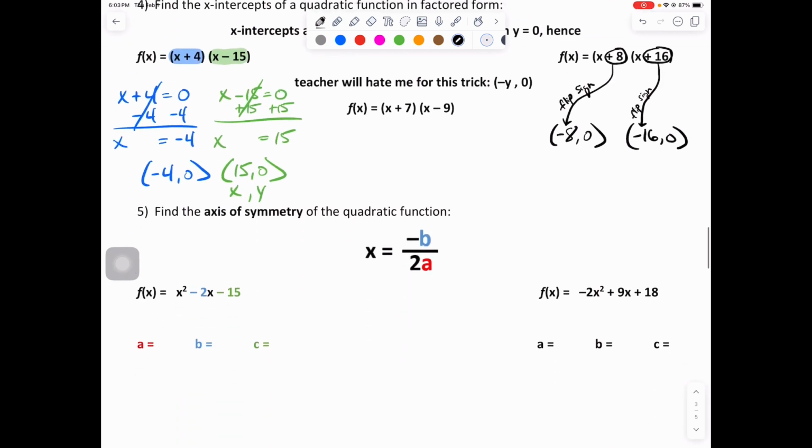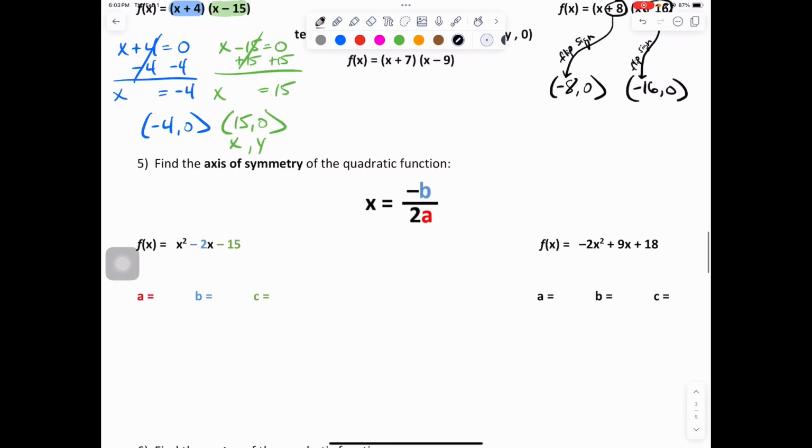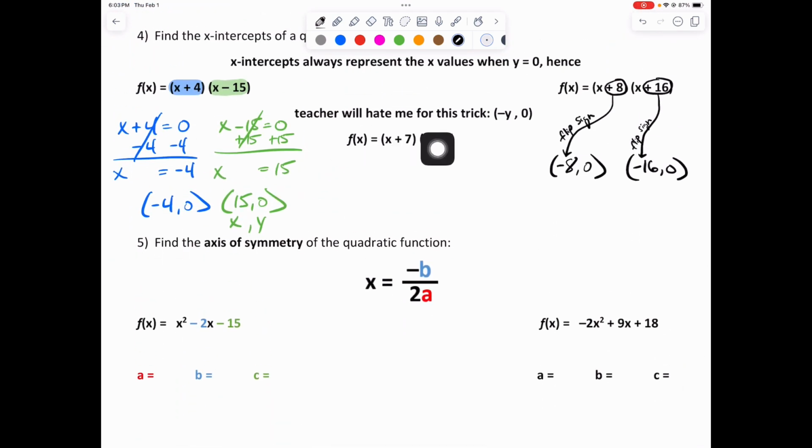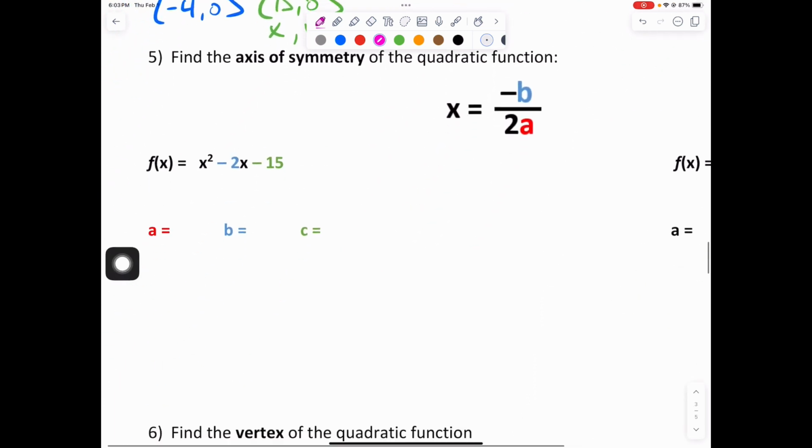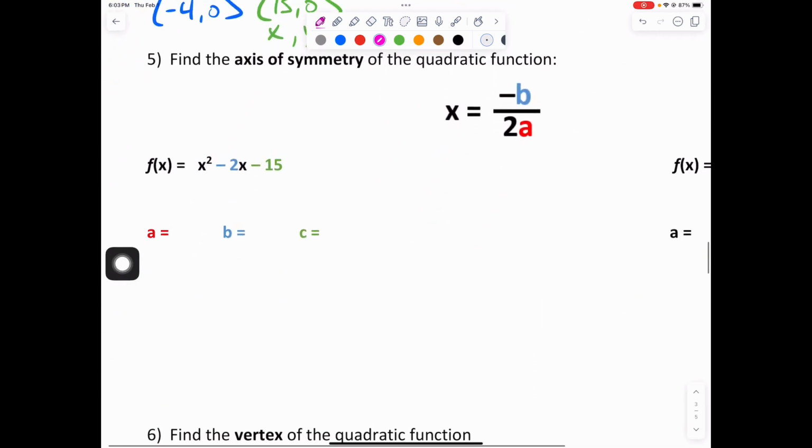All right? Number 5, moving forward, and yes, I didn't want to go through this. Teacher will hate me for this trick. I know, I kind of made this up as the opposite of y and 0, because you can simply do that, and all of a sudden, if you take the opposite of y and then followed by the 0, I don't even want to go into it. It's not even that great.